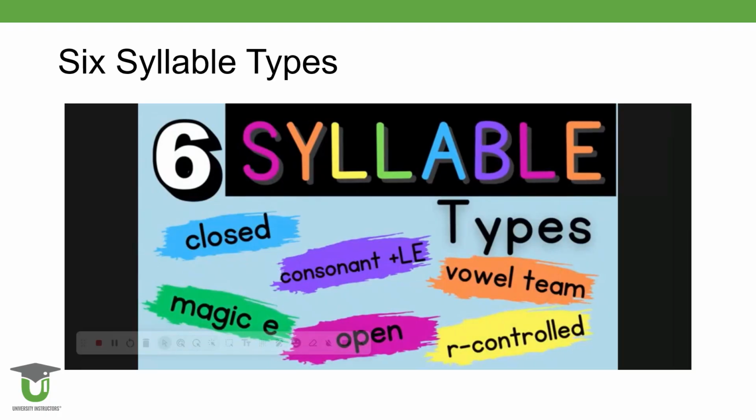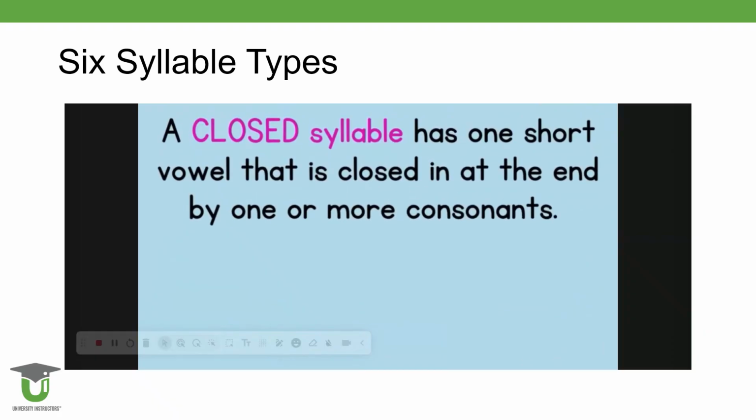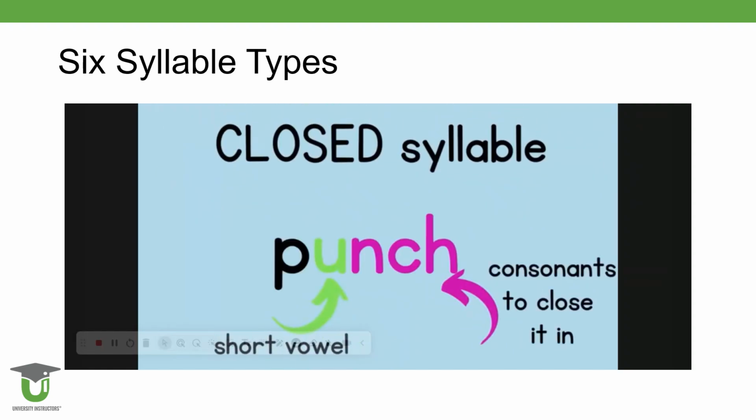We're going to run through each syllable real quick, and then we'll check and see if you can remember them. Hopefully you've already heard about these syllables. If not, check out some of the videos linked below. The first kind of syllable is a closed syllable. A closed syllable has one short vowel that is closed in at the end by one or more consonants. Like here in fan, you can see the A is short and says ah, and it's closed in by the N. In punch, U is short and then it's closed in by the consonants N, C, and H.